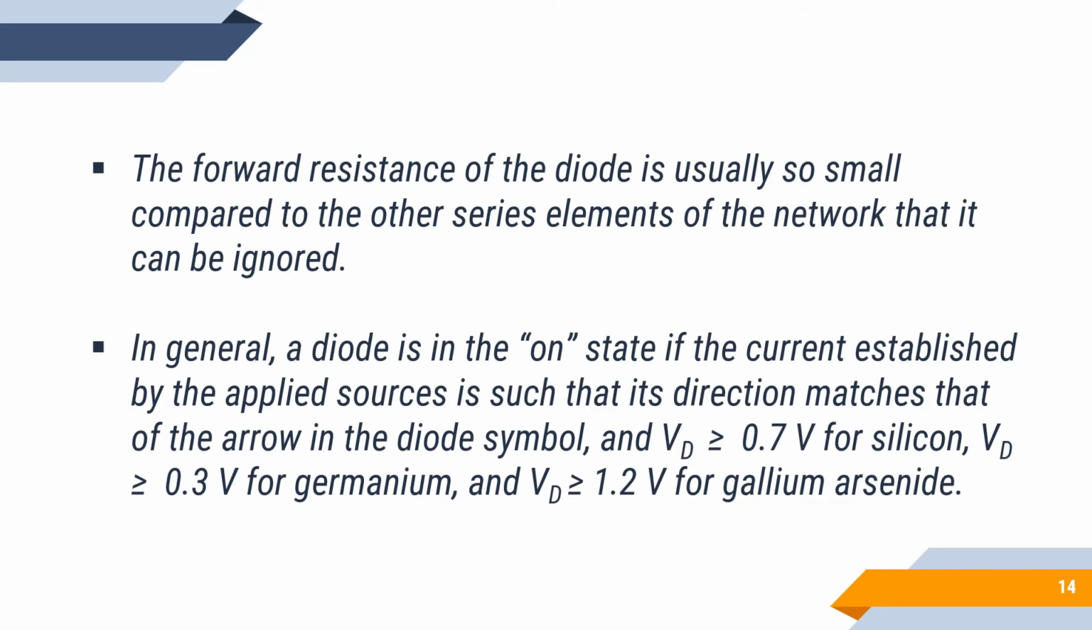For instance, mentally replace the diodes with resistive elements and note the resulting current direction as established by the applied voltages. If the resulting direction is a match with the arrow in the diode symbol, conduction through the diode will occur and the device is in the on state. So, lagi nating iisipin na magkakaroon lamang ng conduction sa diode kapag ito ay nasa on state.